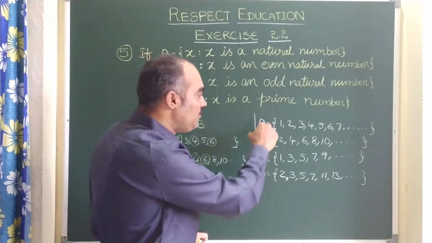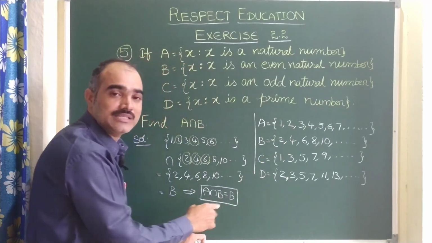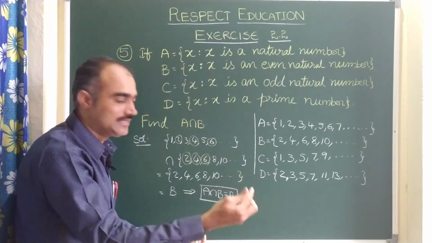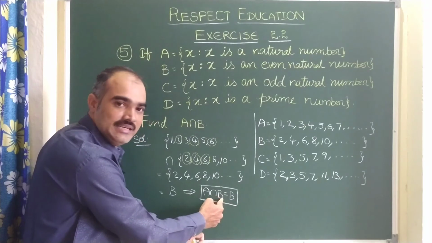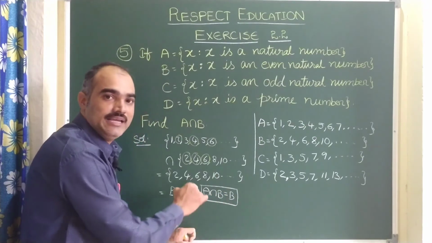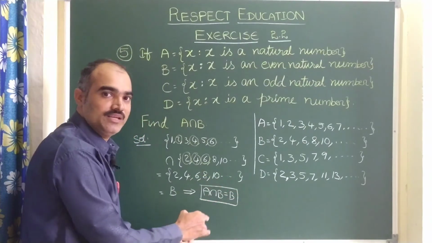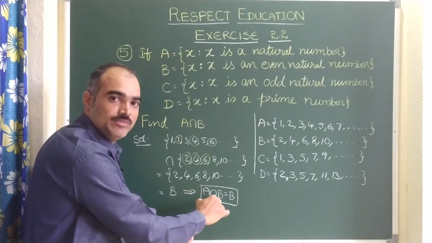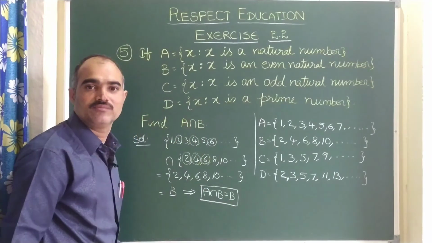Clear? When you take a subset in intersection, I told you that the smaller set will come as the answer. See here, in A and B, which is the subset? B is the subset. In intersection, what comes? B comes. So finally A intersection B is equal to B, and this first bit is over.